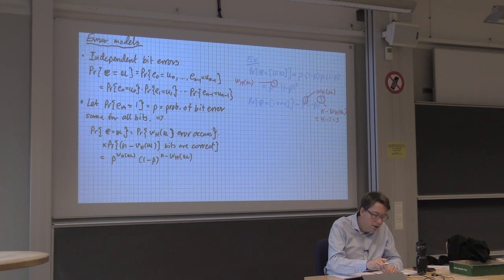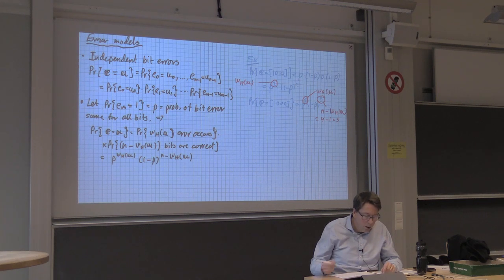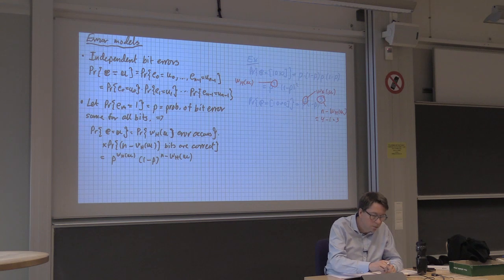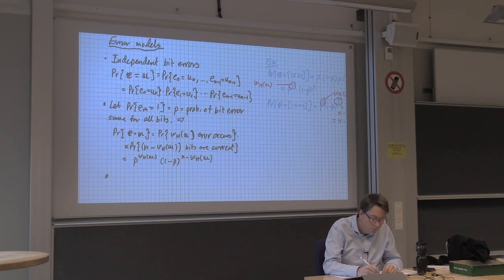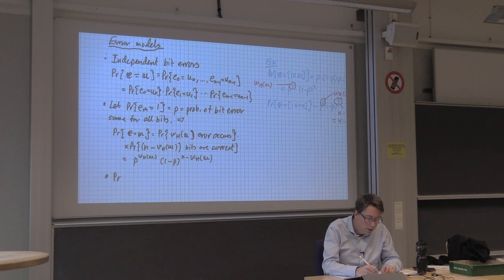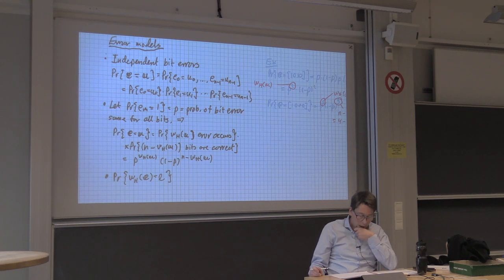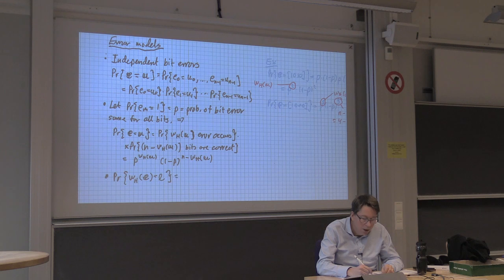So if we want to calculate, say, the probability that the Hamming weight of the error pattern is equal to some number L. Okay. That is the probability that exactly L bit errors have occurred.